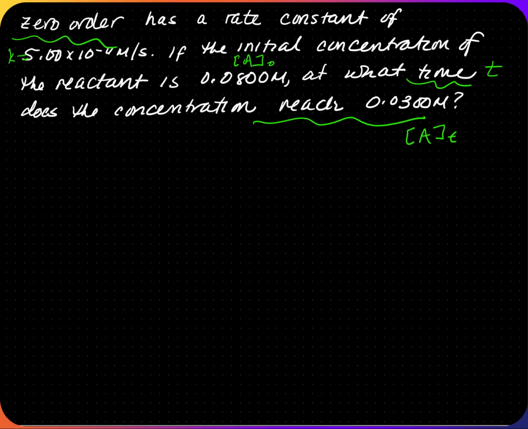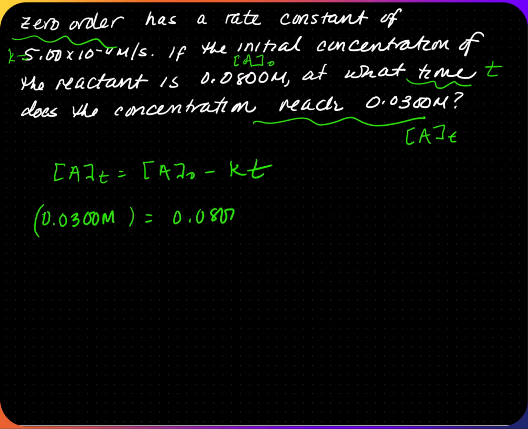Since we know this is zero order, my equation is A at time t is equal to A naught minus kt. Plugging in, this is 0.0300 molar. Initial is given as 0.0800 molar minus 5.00 times 10 to the negative 4th molars per second, t. t equals 100 seconds because all the molars cancel out and we have seconds in the denominator.